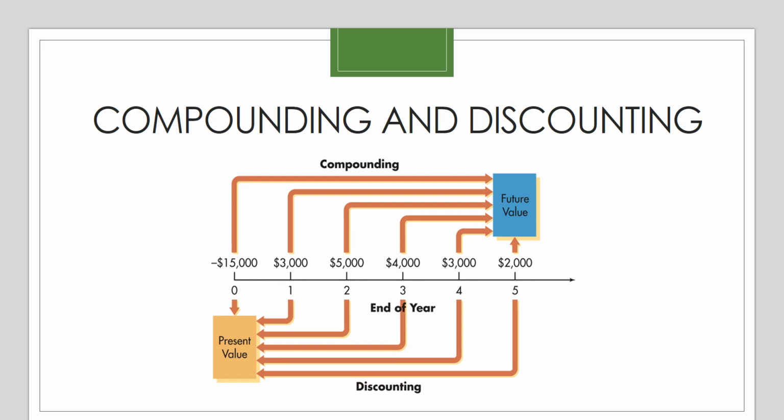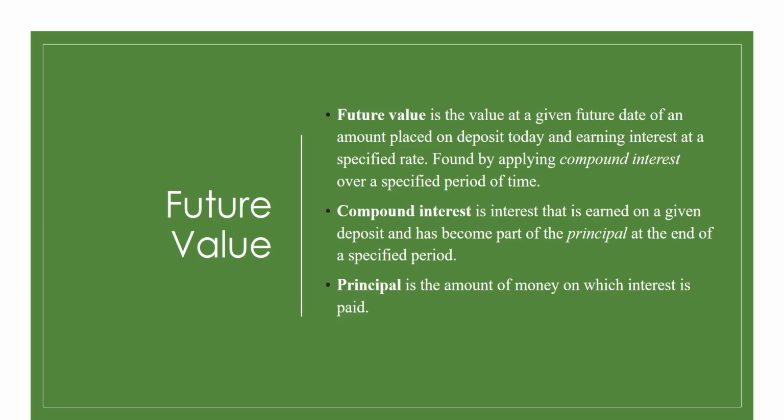Discounting is the inverse of compounding. So future value, as we said, is found by using compound interest. And compound interest is the interest that is earned on a deposit that becomes part of the principal at the end of the period. And principal is the base amount of money from which the interest is paid.